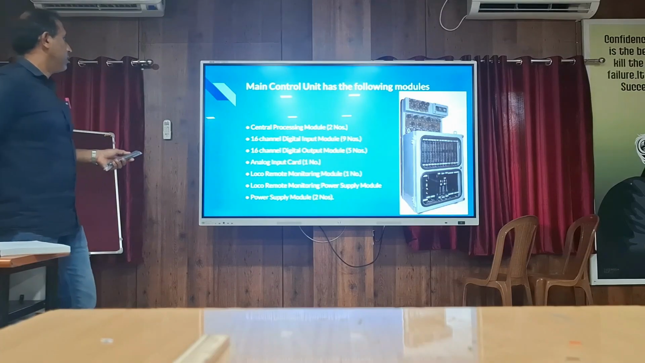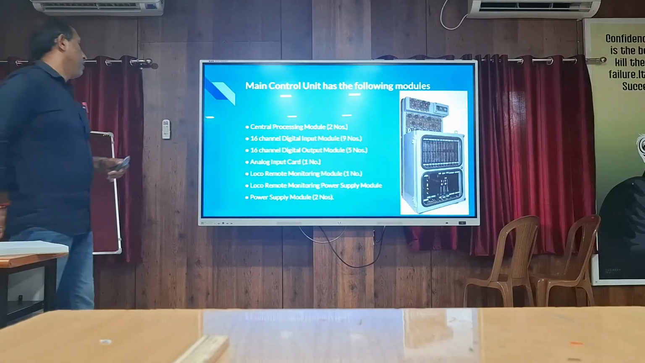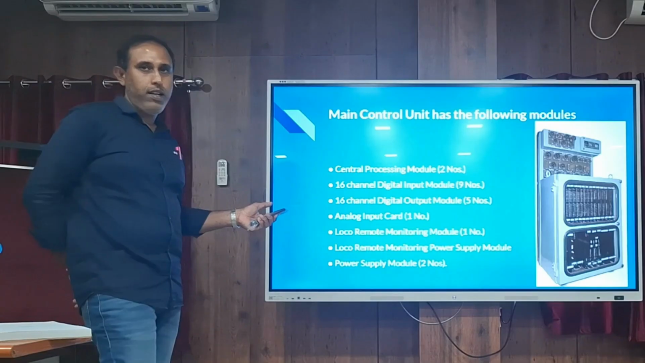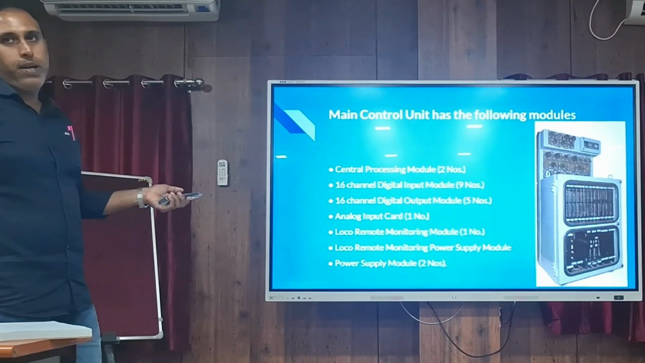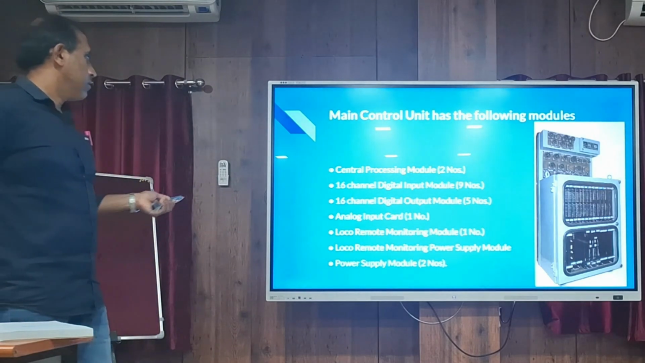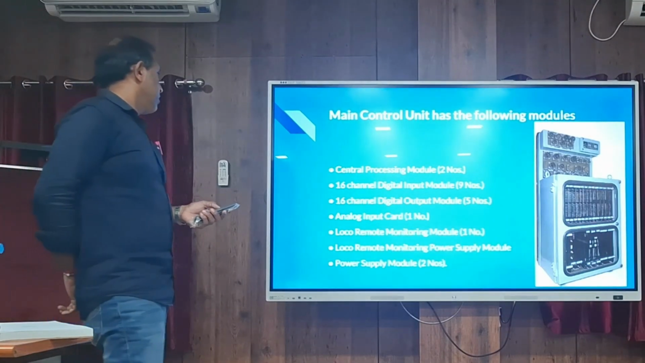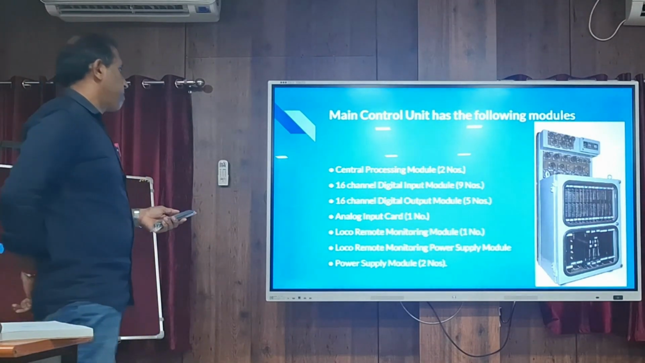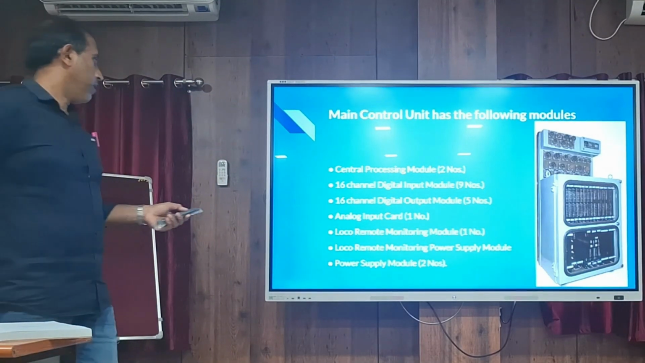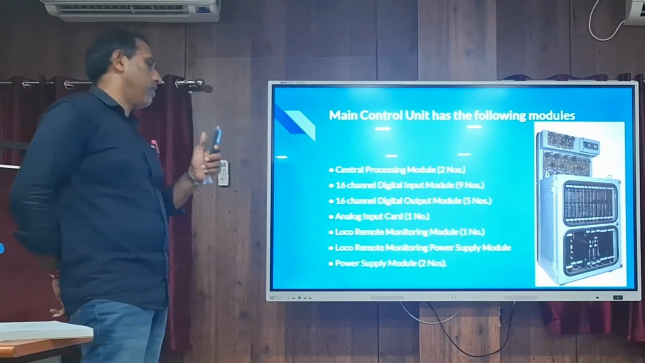Then there are the input modules, input cards. 9 numbers of input cards are there. Actually, one card will be redundant, 7th card will be redundant, and one card will be spare. So total 7 cards we are using. Spare card is provided for future expansion. Then output cards, 5 numbers will be there. Analog input card, 1 number. Loco remote monitoring module. This card only communicates with that GPS.